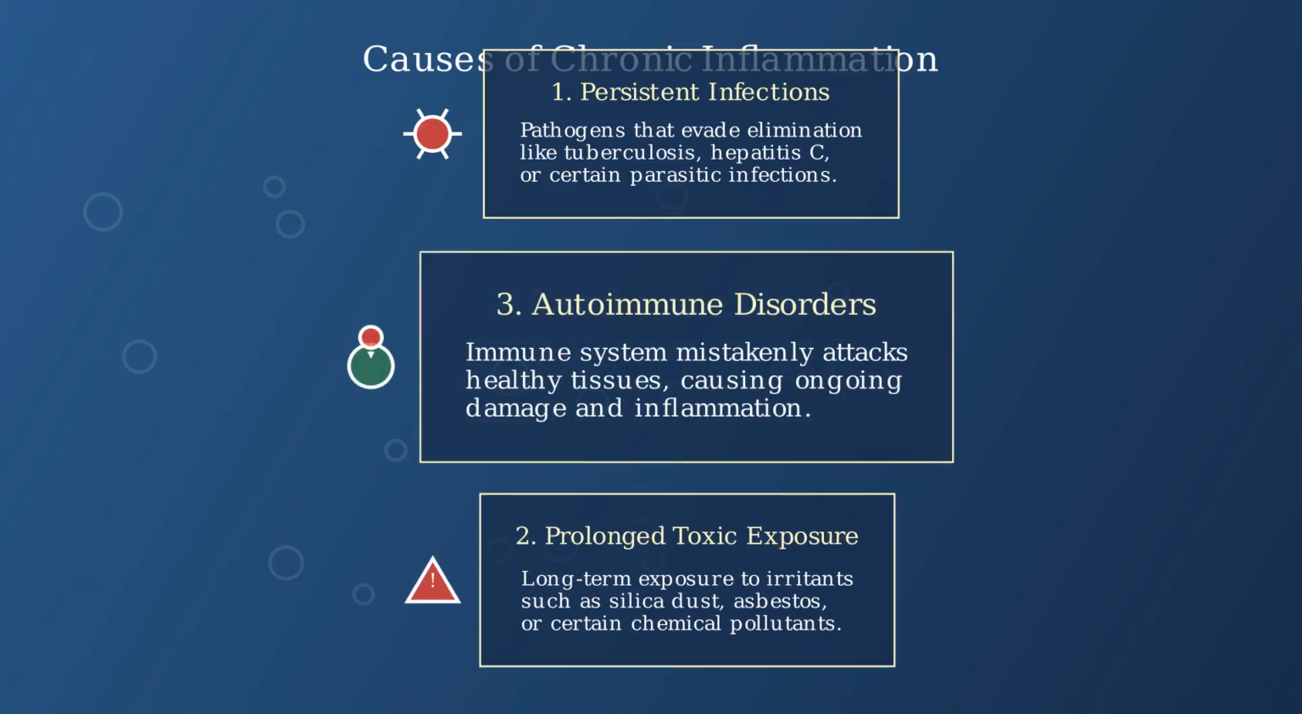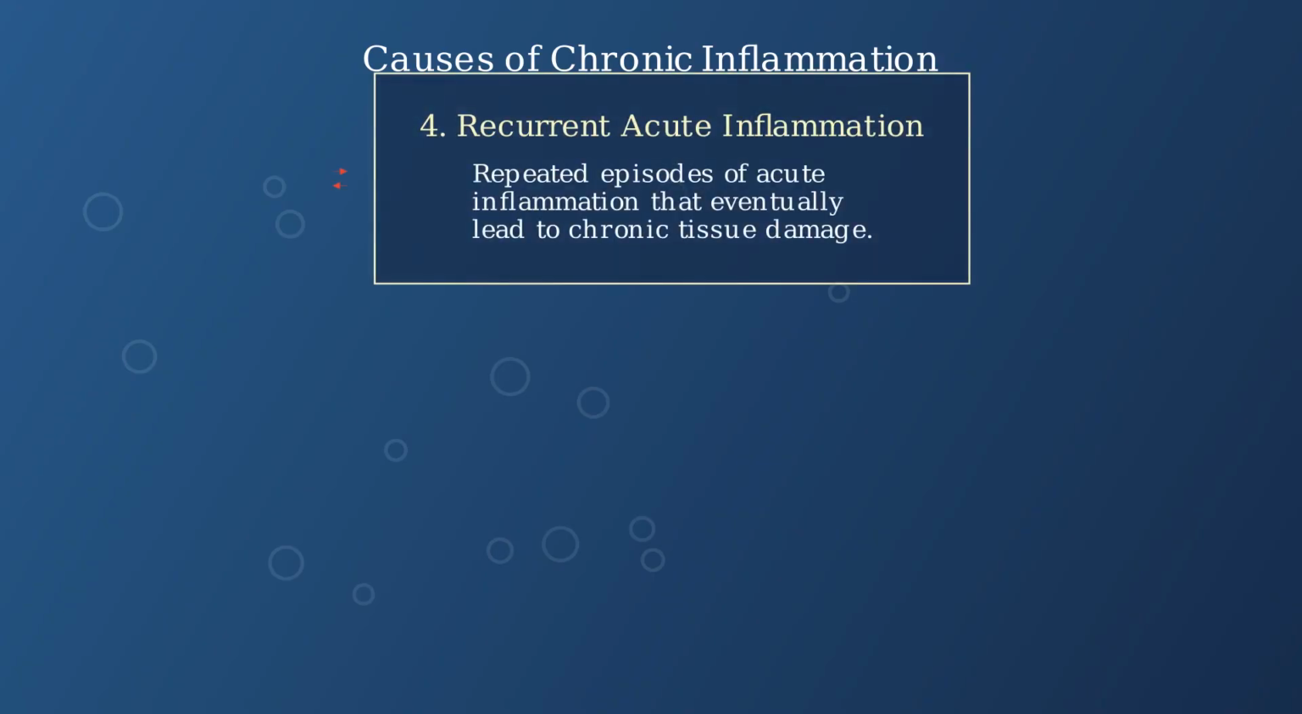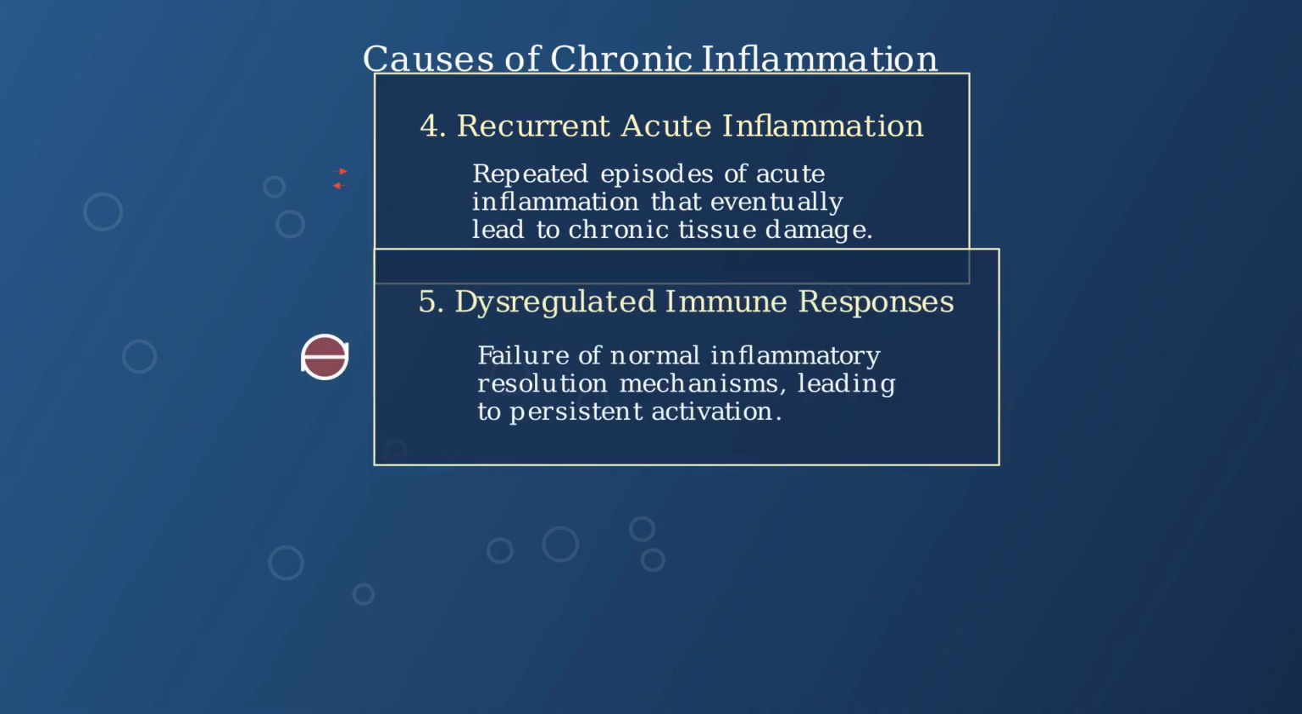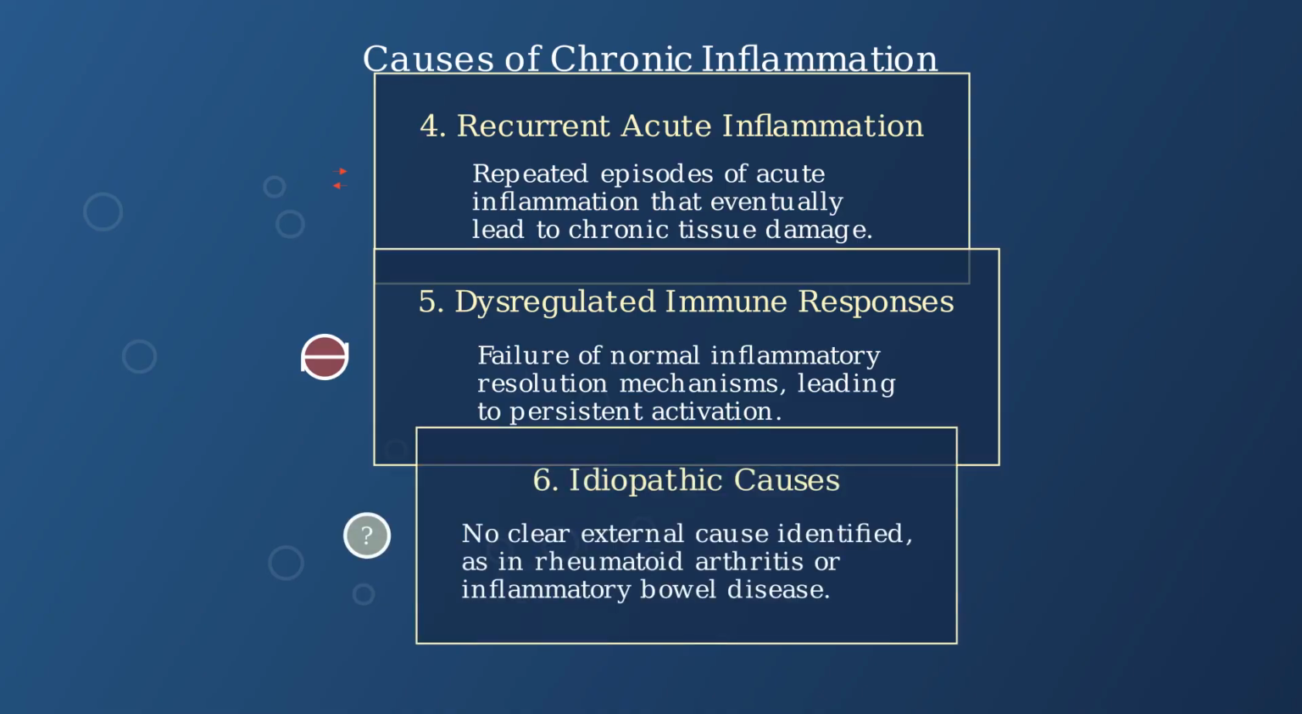In autoimmune disorders, the immune system mistakenly identifies healthy tissue as foreign and attacks it, leading to chronic inflammation. Recurrent episodes of acute inflammation, such as repeated gout attacks, can eventually lead to chronic inflammatory states. Dysregulated immune responses occur when the normal resolution mechanisms fail, leading to persistent inflammatory activation. Sometimes, chronic inflammation occurs without a clear external cause, particularly in conditions like rheumatoid arthritis or inflammatory bowel disease.